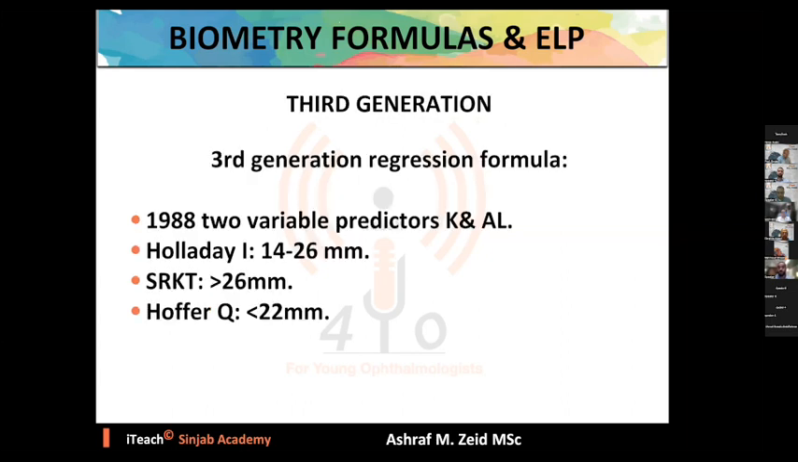Third generation regression formulas means that they did a lot of cases and then they made an analysis of these cases and saw how they can correct the biometry that they had. In 1982-88, two variables were added, not only the axial length, but also the K readings as variables in the biometry equation. Holladay 1 is very good for axial length from 14 to 26, SRK/T above 26, and Hoffer Q below 22.